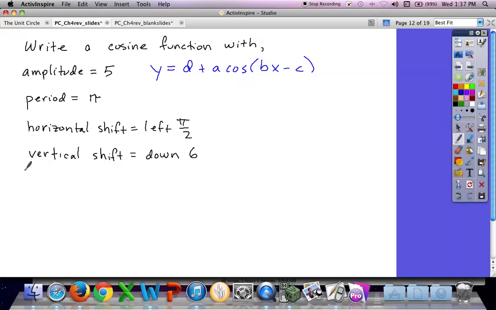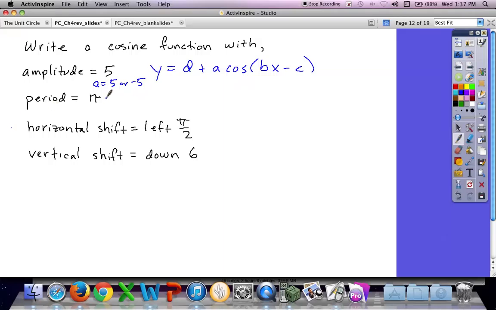Which letter does the amplitude tell us about? Okay, it tells us about letter A. We know that the absolute value of A equals the amplitude. So in this case, we would know that A equals 5 or negative 5, and it doesn't matter. Right? The period is related to B.